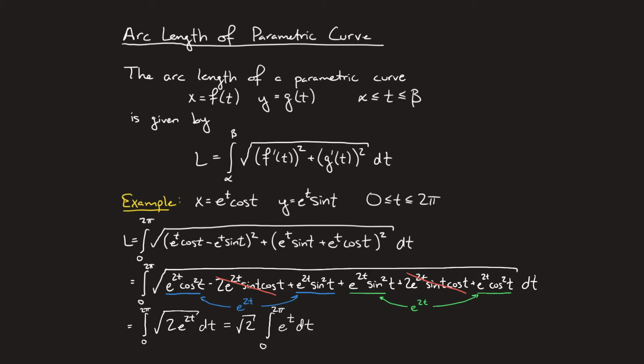Taking the integral and plugging in our bounds, we find that the arc length is equal to the square root of 2 times e to the 2 pi minus 1.